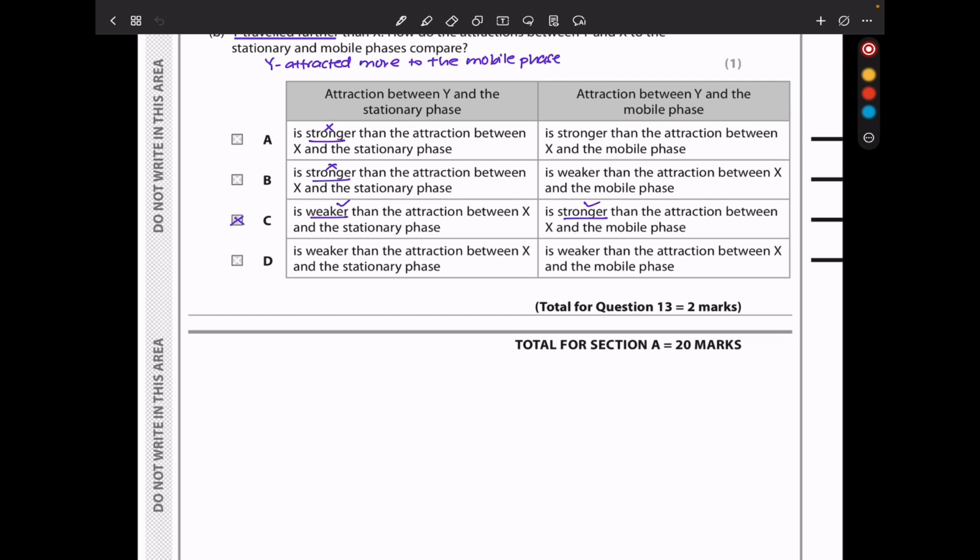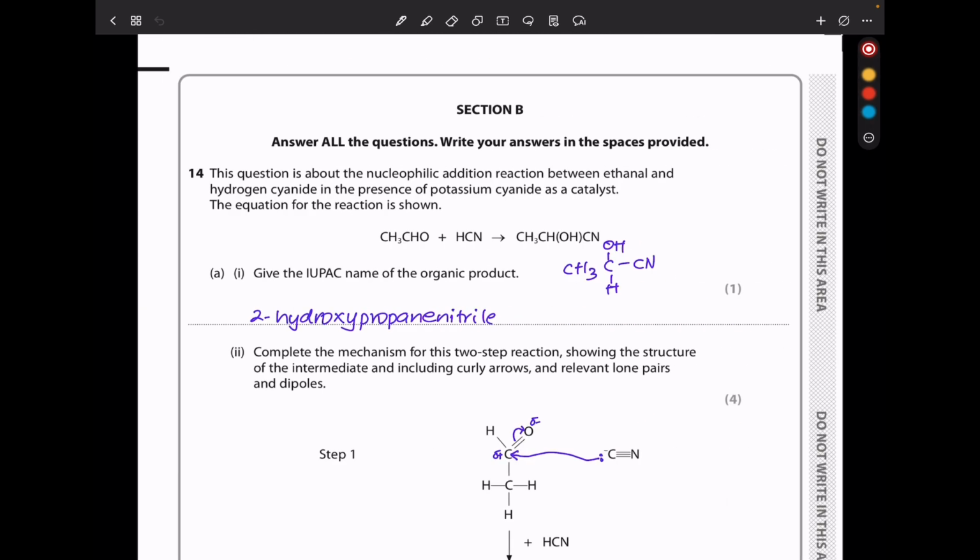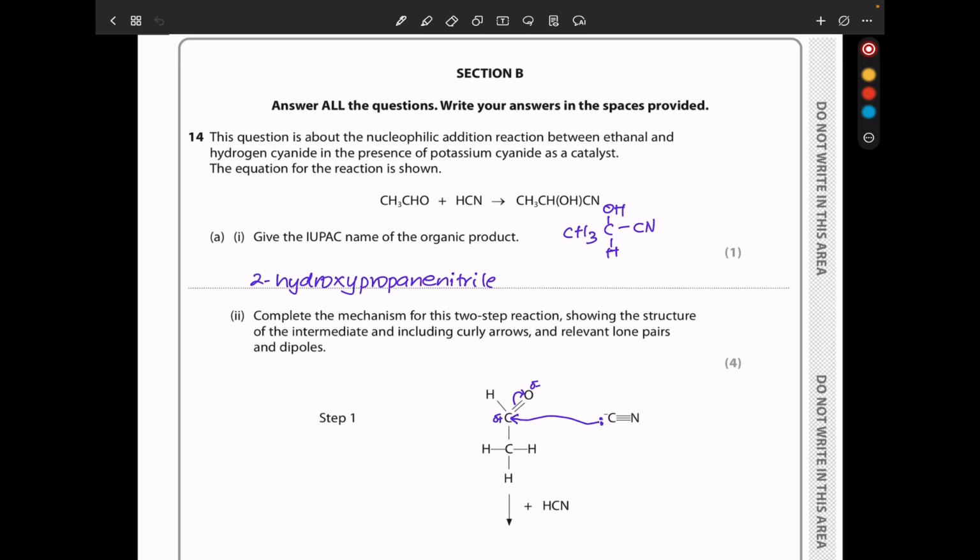So this brings us to the end of section A. Let's continue to section B. In question 14, this question is about the nucleophilic addition reaction between ethanal and hydrogen cyanide in the presence of potassium cyanide as a catalyst. The equation for the reaction is shown. They say give the IUPAC name for the organic product. The organic product is going to be this. So this has 1, 2, 3 carbons. So it's a propanenitrile, but there is OH on carbon 2. So we call it 2-hydroxypropanenitrile.